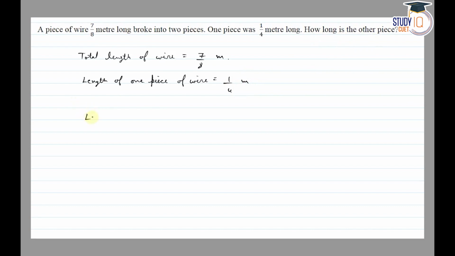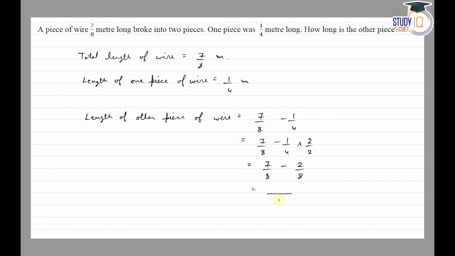Then length of other piece of wire. So I think total length of wire minus length of one piece. So there are 7 by 8 minus 1 by 4. So firstly से हम like fraction में convert कर लेंगे 7 by 8 minus 1 by 4 into 2 by 2. So there are 7 by 8 minus 2 by 8.